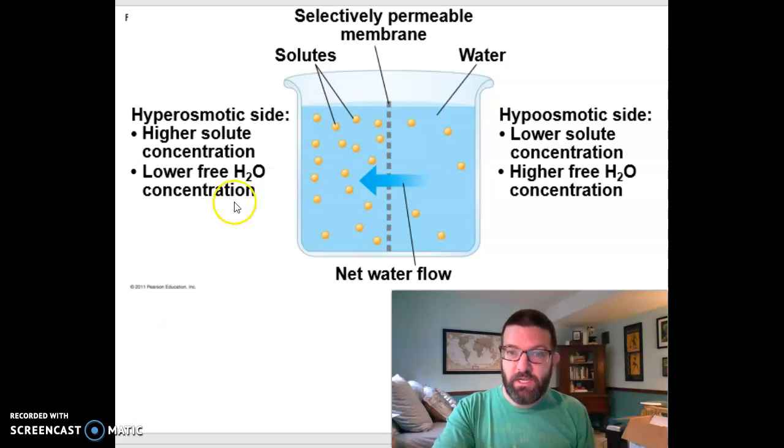So in this case, if this membrane is not permeable to these solutes, but is permeable to the water, this side is hyperosmotic or hypertonic to this side, and water is going to move in this direction until you even out the concentration. Hopefully you guys remember this fairly well from Bio 131.